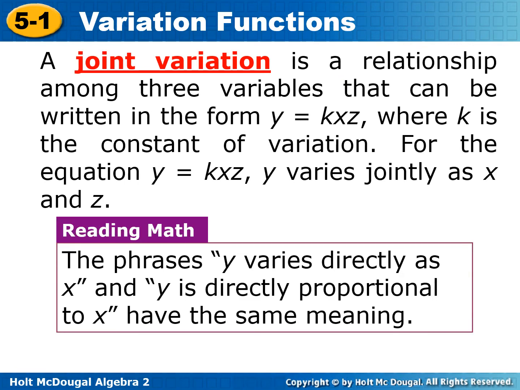Now let's move on to joint variation. A joint variation is a relationship among three variables that can be written in the form y equals Kxz, where K is the constant of variation. For the equation y equals Kxz, y varies jointly as x and z. The phrases y varies directly as x and y is directly proportional to x have the same meaning.